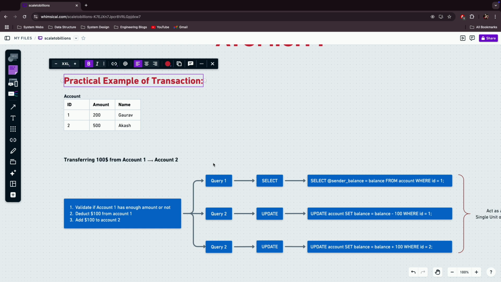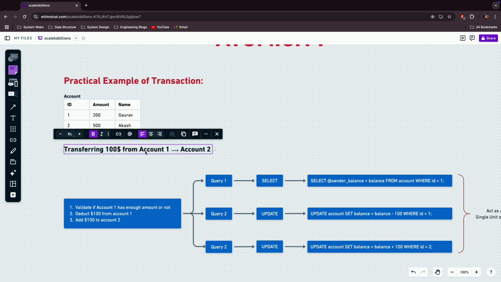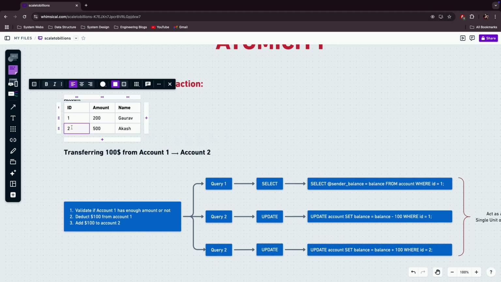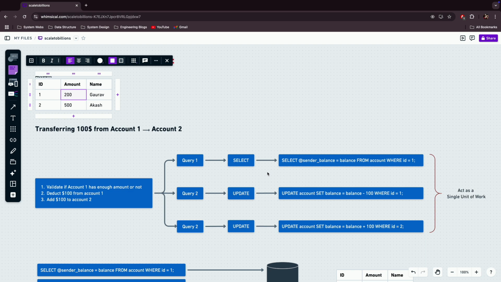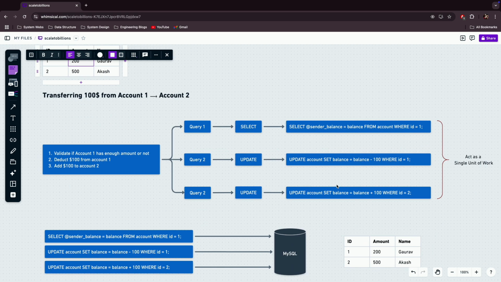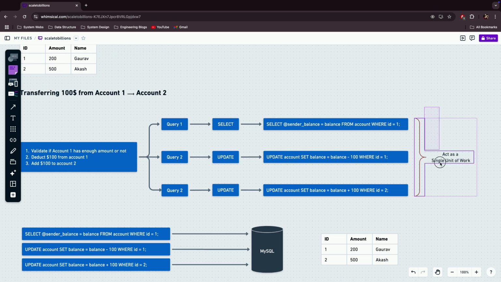We have three steps. First, account one must have this $100 so that it can be deducted from account one, right? And transferred to account two, right? So to maintain that, first we need to validate. We need to check if account one has $100 or not, and we will do that by selecting the balance from account where ID is equal to one. But this should act as a single unit of work.